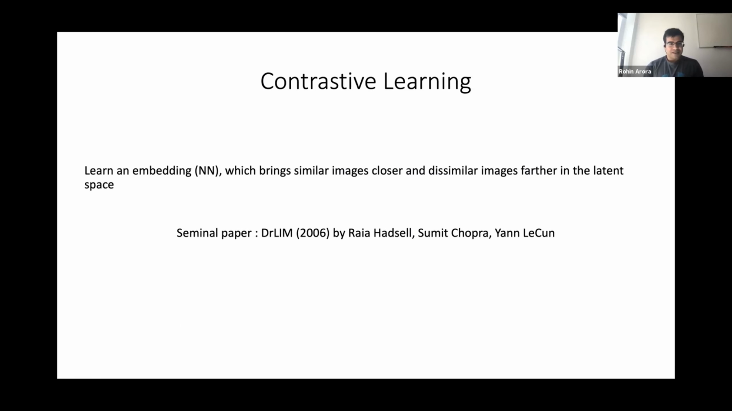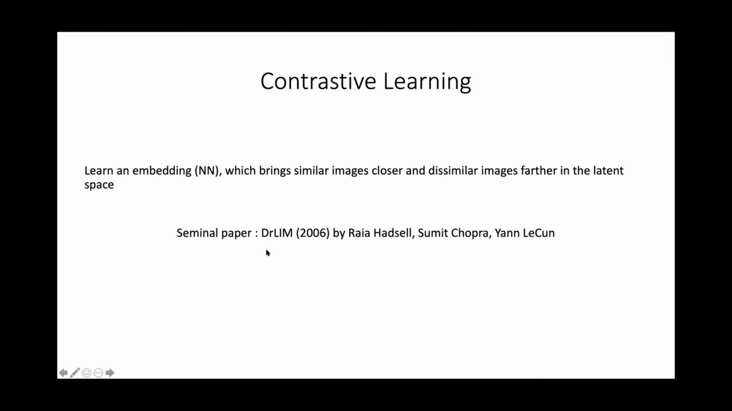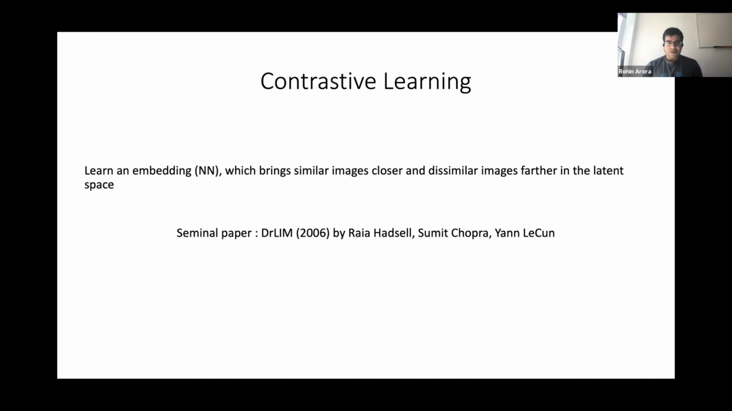Okay, so contrastive learning. We already saw this. Contrastive learning is essentially trying to bring similar images closer and dissimilar images farther apart in the latent space. And the seminal paper for this was DRLIM, dimensionality reduction, in 2006. So it actually dates back long ago. It's just that recently we have started using it for neural networks much more extensively.